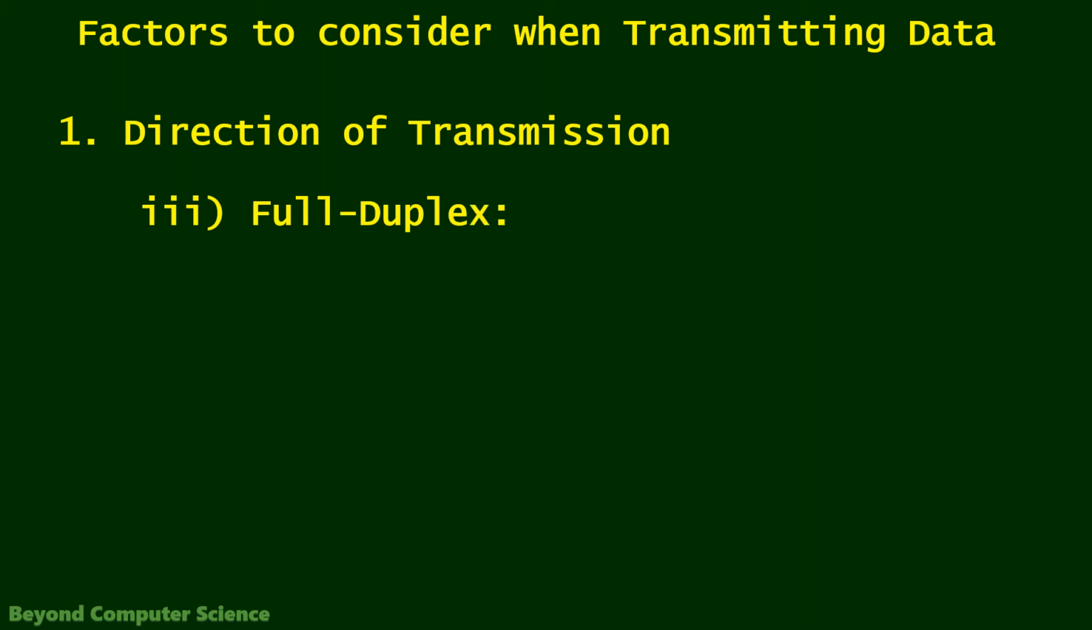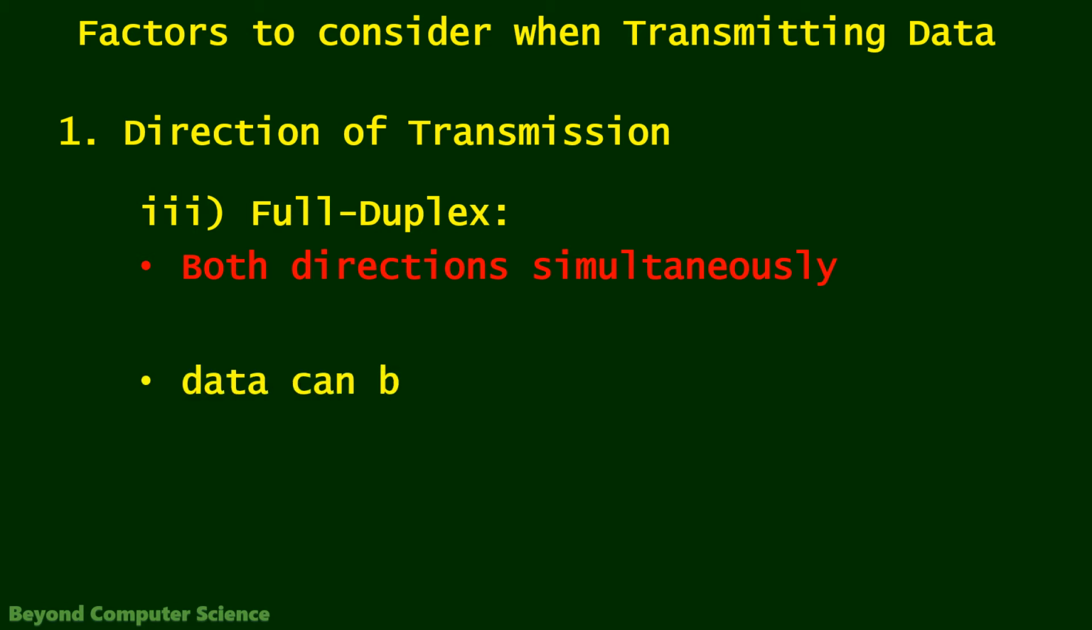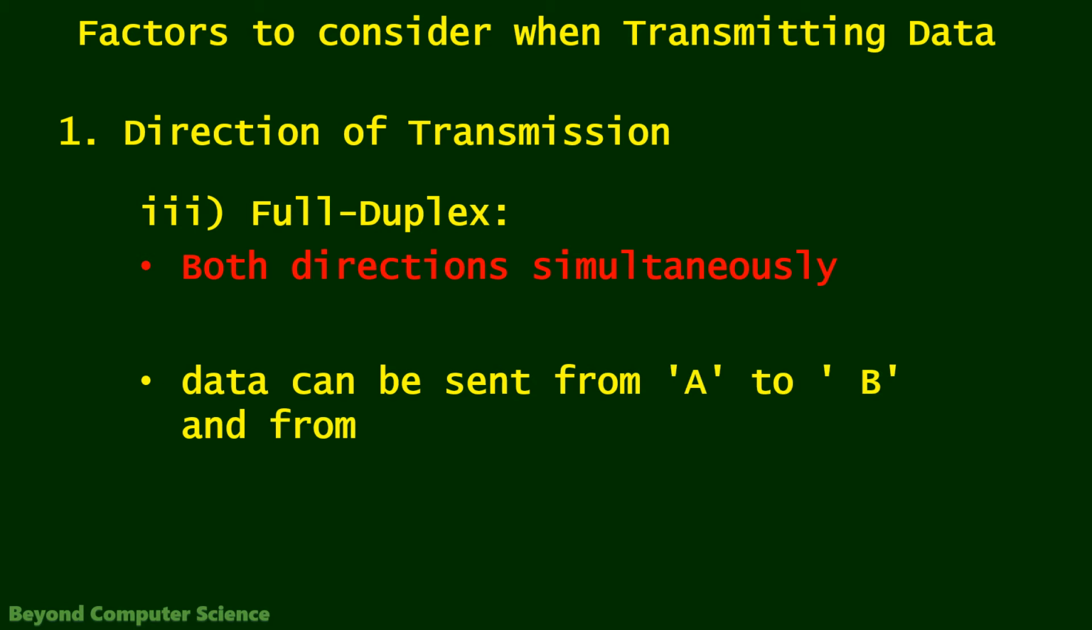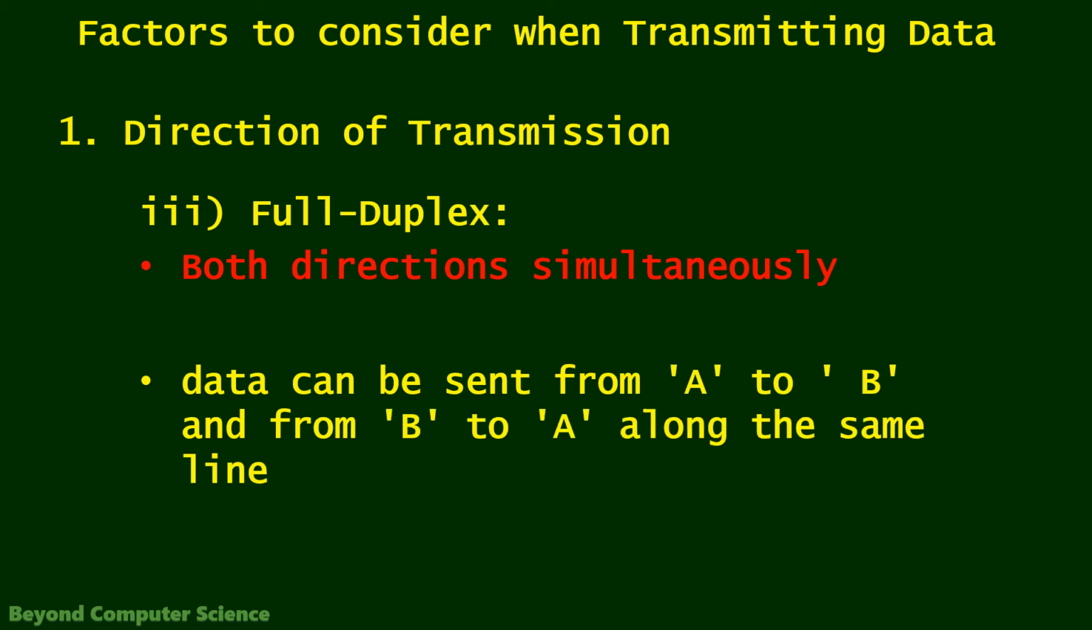Then you have full duplex transmission. What happens in full duplex transmission? Both directions simultaneously. Data can travel in both directions at the same time, which also means the sender is capable of receiving data while it is sending. It means that the device is capable of sending and receiving data at the same time. Same goes for the receiver. Data can be sent from A to B and from B to A along the same line, both at the same time, meaning simultaneously.